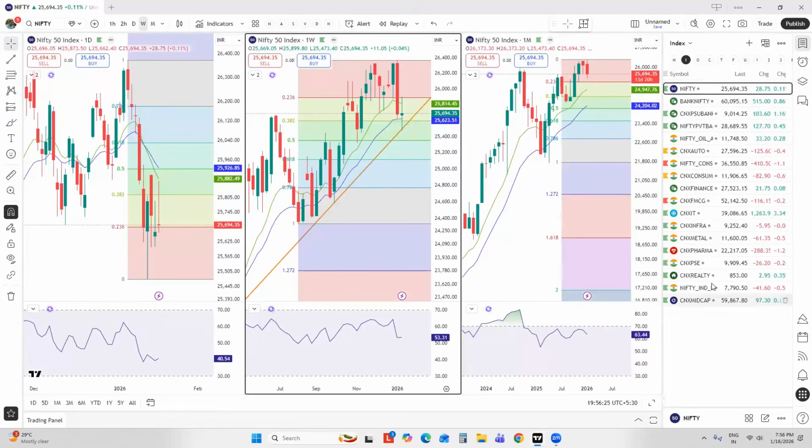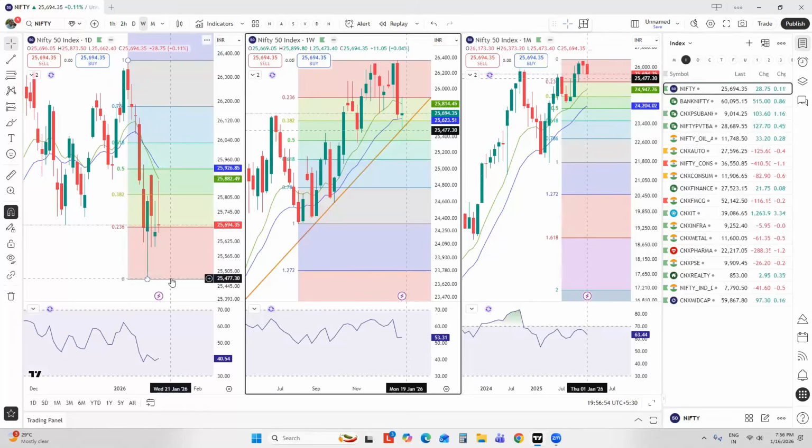PSE sector is improving, then realty deteriorating. Pharma is a new sector which was good, it has deteriorated. FMCG continues to remain weak. Consumer durables, consumption pack, all these are weaker sectors. Auto sector lacks momentum. Oil and gas sector needs more clarity, even private banks. So I think this is a market which is pretty much choppy, range bound.